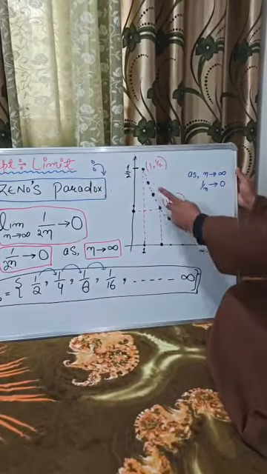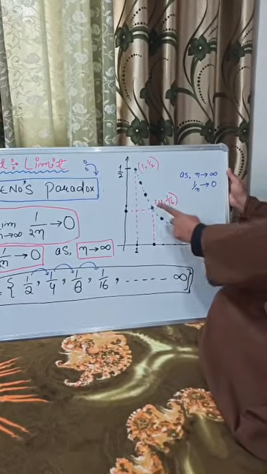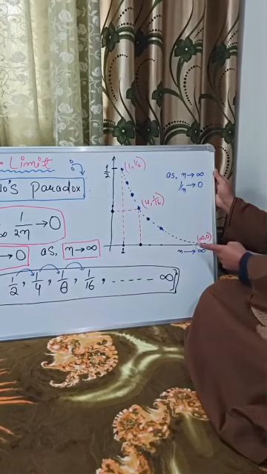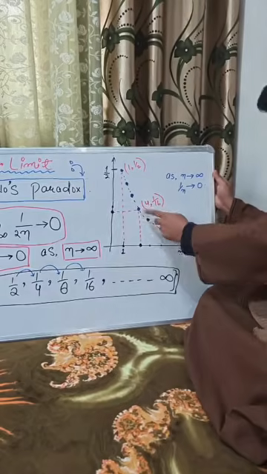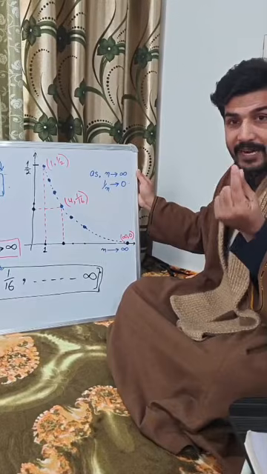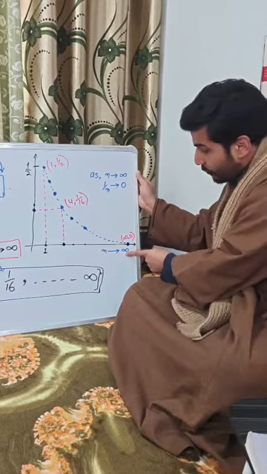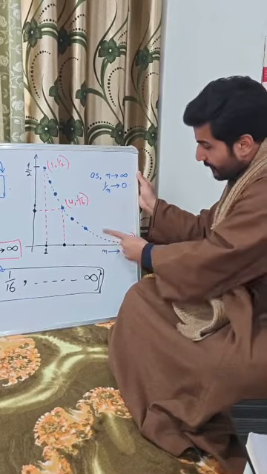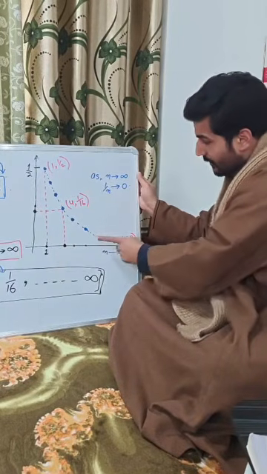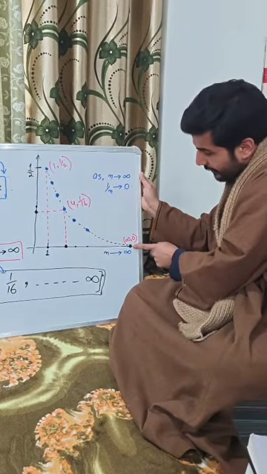Why are limits necessary, right? So as n approaches infinity, the terms of the sequence approach 0. There will be a point of time, at a certain point of time, whenever n approaches infinity, the whole terms of the sequence will approach 0. You can see it here. The graph touches the x-axis.